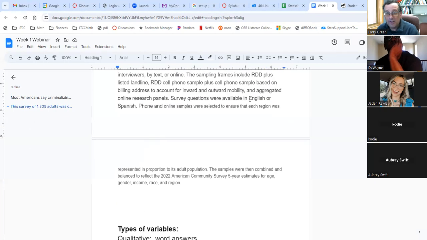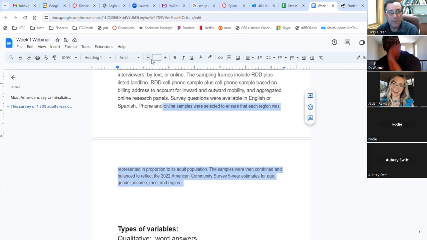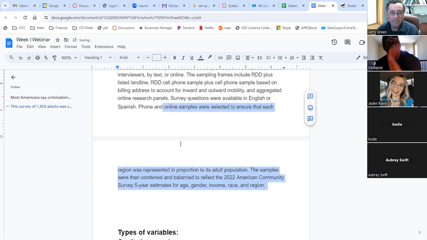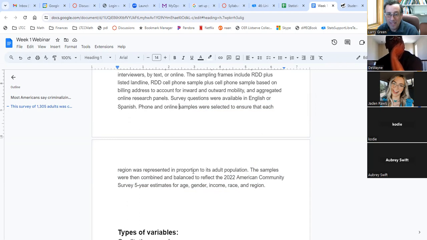So surveys are available in English or Spanish to try to reduce that bias of language. Most people in America either speak English or Spanish. There are some that don't speak either, but that'll get you most of them. And then let's do some more because this is really important. Online samples were selected to ensure that each region was represented in proportion to its adult population. So that is really important.